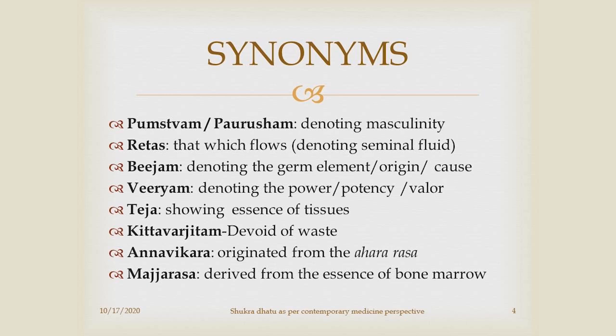This slide explains the synonyms of Shukradhatu. Shukradhatu has synonyms like Pumstam or Paurusham, which denotes masculinity. Vredas, that which flows. Bijam, which denotes the germ element. Viryam, which denotes power or potency. Teja, which shows the essence of tissue. Kitta Varjidam, devoid of kitta or waste products. Annavikara, meaning it originates from the Ahara Rasa. Majjarasa, derived from the essence of bone marrow. These are the synonyms of Shukradhatu.